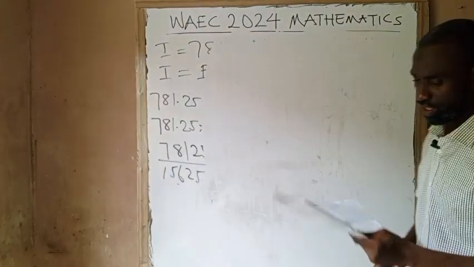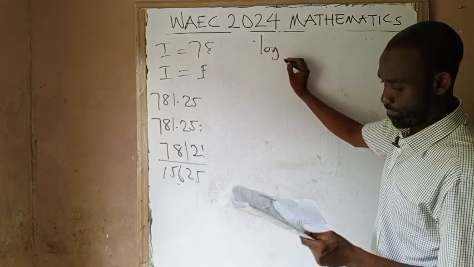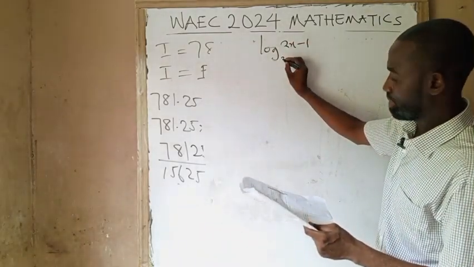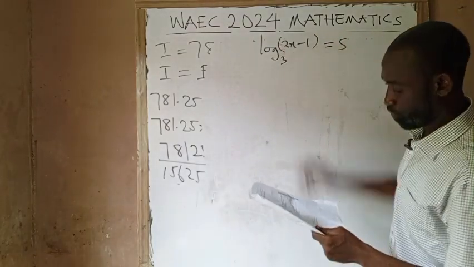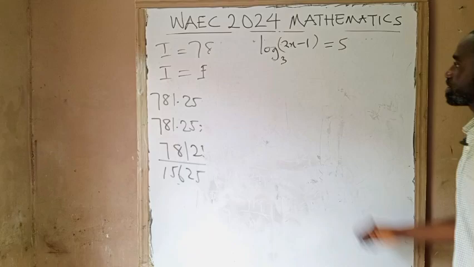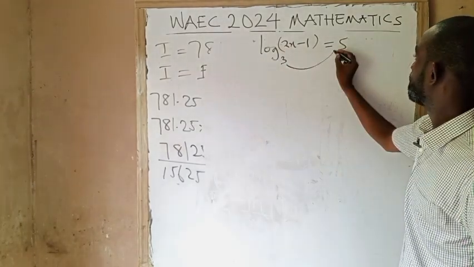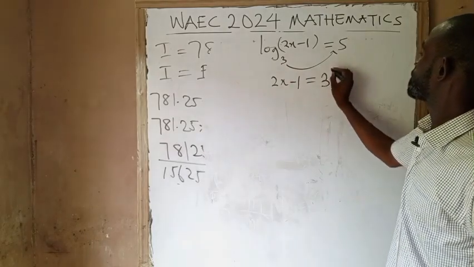If log of 2x minus 1 base 3 is equal to 5, we are asked to find the value of x. So let's apply the basic definition and raise this one up. We now have 2x minus 1 is equal to 3 raised to the power 5.